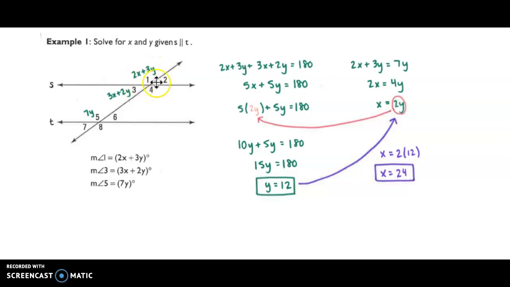So here, 2x plus 3y plus 3x plus 2y, that's a linear pair, so you set it equal to 180. Okay, looks like we combine like terms. But we also have 2x plus 3y, angle 1, is equal to 7y, which is angle 5, because these are corresponding angles. Right? Angle 1 corresponds to angle 5. And so here it looks like we set up the equation, we solve for x equals 2y. So then we use that to substitute into the other equation, because it's a system of equations, all right? So take a look at this example.